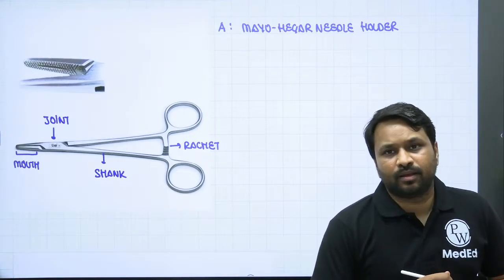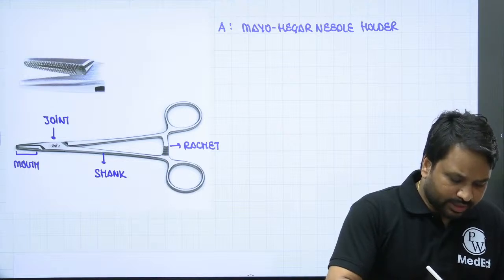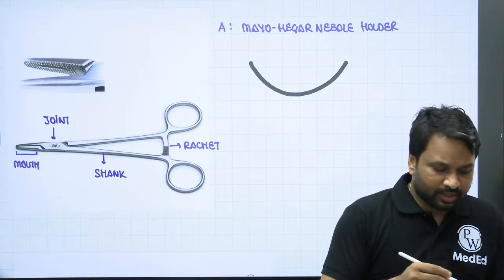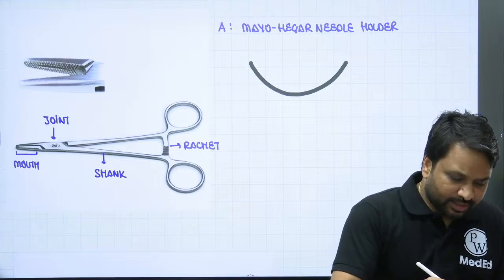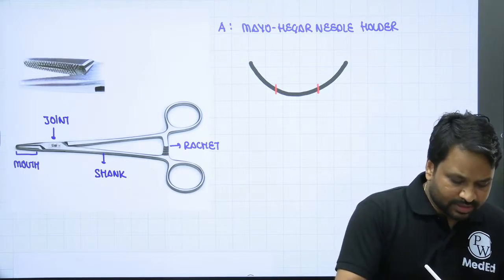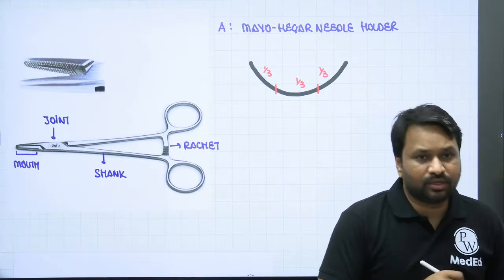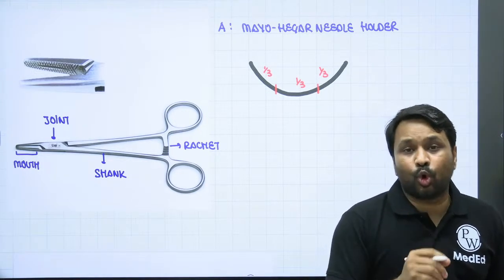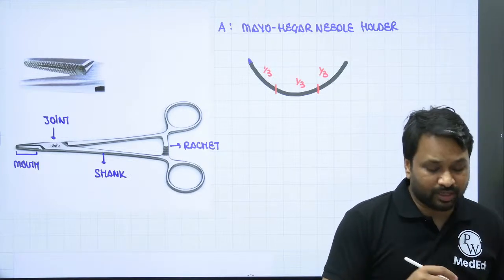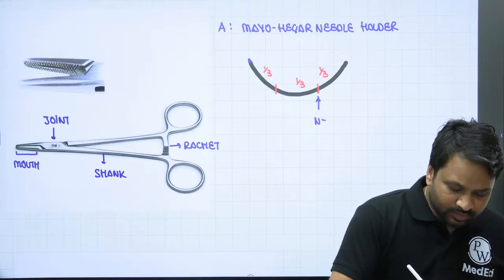Now, whenever you're going to hold the needle, this is how a needle is going to be presented to you. Let's say I'm giving you a semicircle needle, right? You divide the needle into three equal parts. This is the first one third of the needle, this is the second one third, and this is the third one third. Now, where would you hold it? Whichever end is the sharp edge, that is the end you are going to prick with. Remember, the needle holder is going to be applied here.